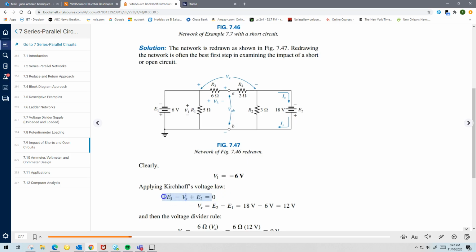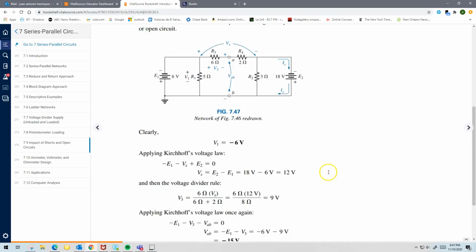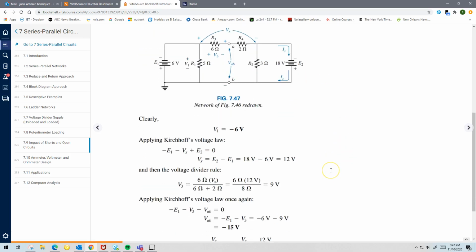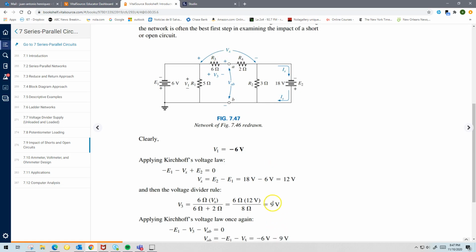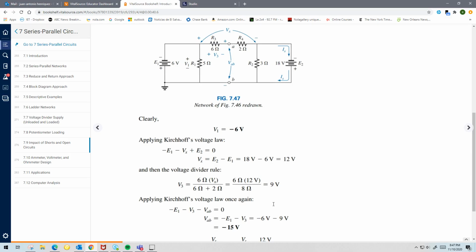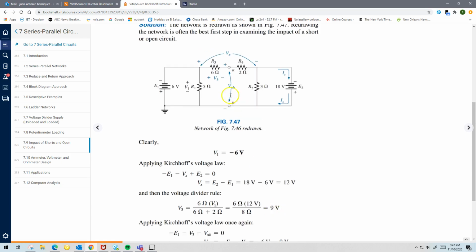So whether you use Kirchhoff's law or the analogy of the two potential points, you're going to get the same value. And now if we use the voltage rule, you have V3, which is this voltage, because now we know the voltage across these two resistors. V3 is going to be equal to 6 divided by 8 times Vx, or 9 volts. And if you apply Kirchhoff's voltage law again to V3, you also get this voltage here for VAB, because they're looking for VAB, this voltage across here, right?